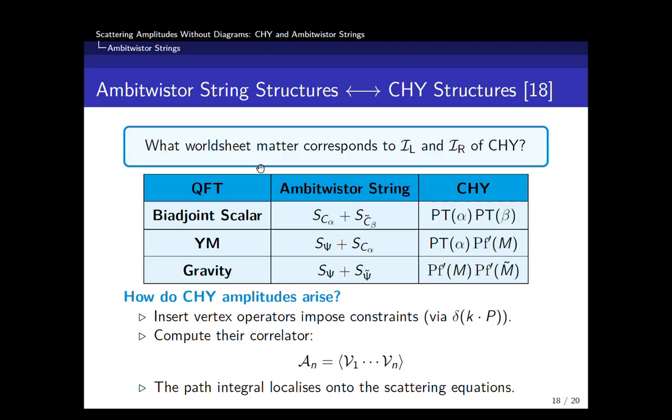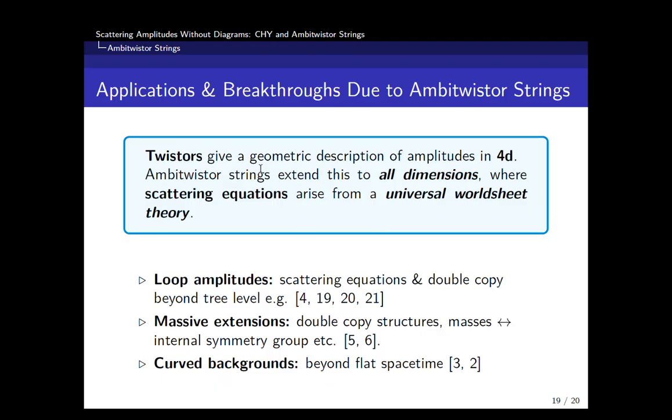But I think overall, broadly speaking, these ambitwistor strings contain a lot more information than the CHY formulation in terms of amplitudes and whatnot. So as a final bit, twistors give a geometric description of amplitudes in 4D, but ambitwistor strings extend to all dimensions, and they're the parent theory of CHY amplitudes, and the scattering equations arise from a universal world sheet theory.